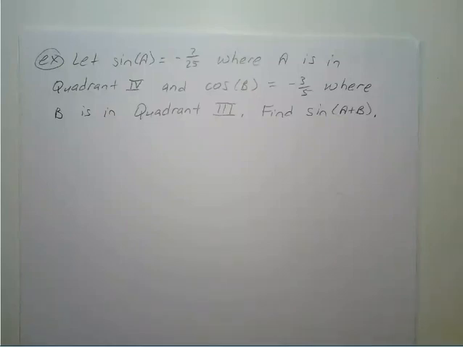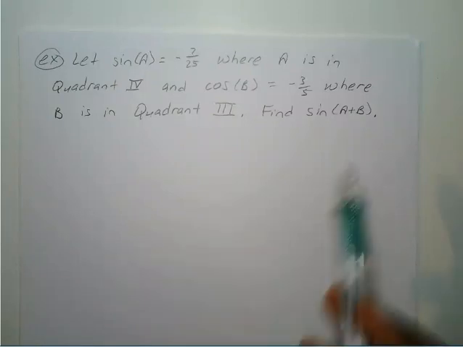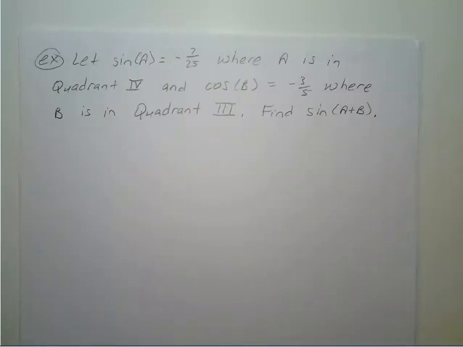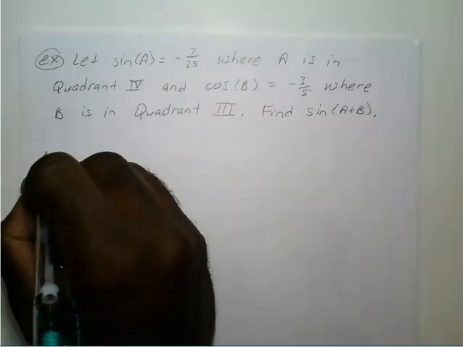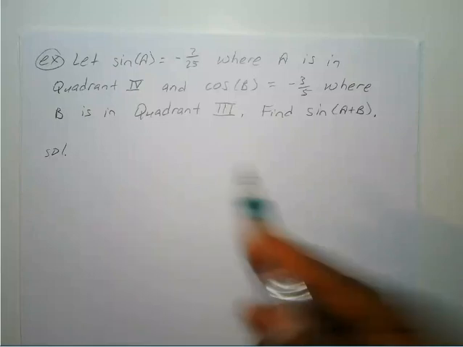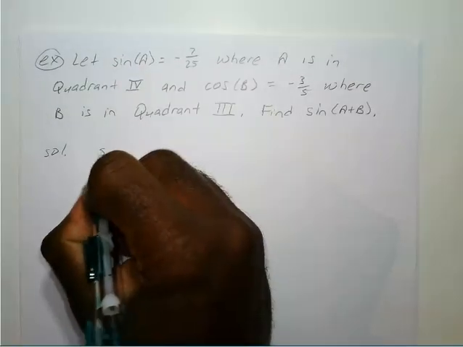Okay. So what if we let sine of a equal negative 7 over 25, where a is in quadrant 4, and cosine of b equals negative 3 over 5, where b is in quadrant 3. So we want to find sine of a plus b.